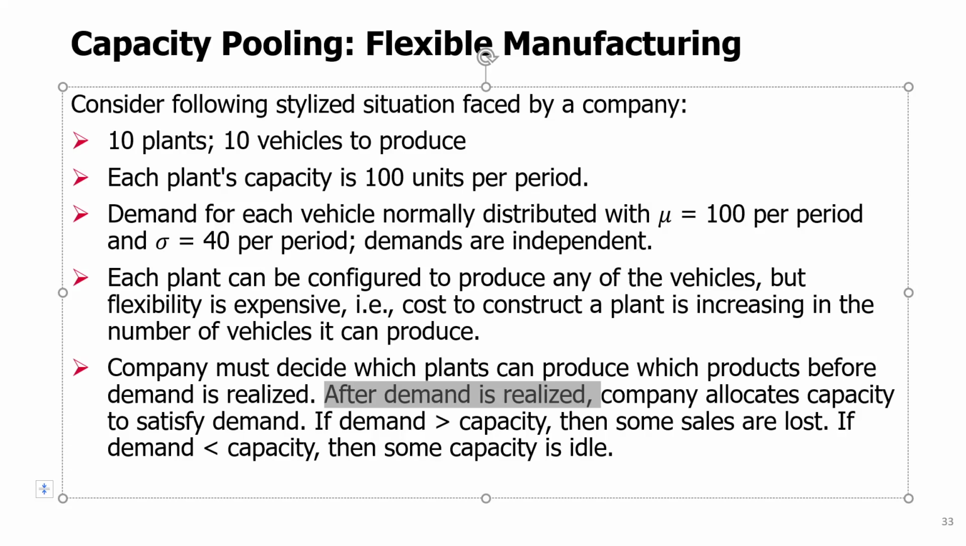And after that, when demand is realized, the company will try to allocate the capacities of each plant to satisfy the demand. But of course, it all depends on the amount of flexibility. If demand exceeds the total capacity allocated to a particular car, the sales will be lost. And if demand is smaller than the capacity allocated to produce this variant of the car, then the capacity will be idle. So both ways there is some kind of loss.